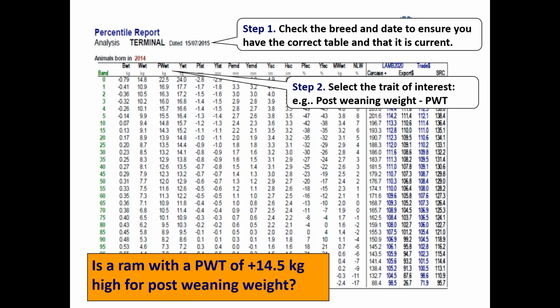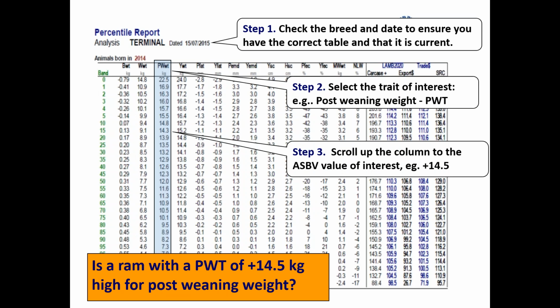You'll find the trait that you're interested in, in this case post-weaning weight. So we've got that group there. We're looking at trying to find out what 14.5 means. Is that good, bad or different? We scroll up that column until we hit the value that we're interested in. We get to 14.3, and then the next number is 14.8, so 14.5 is in the middle there.